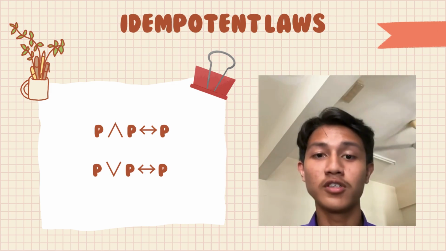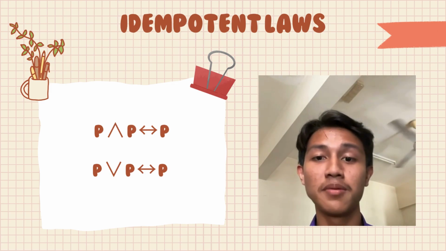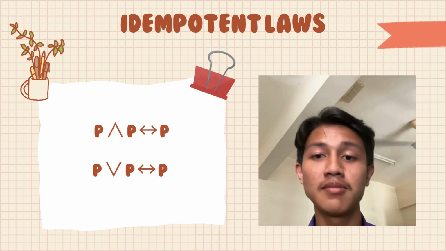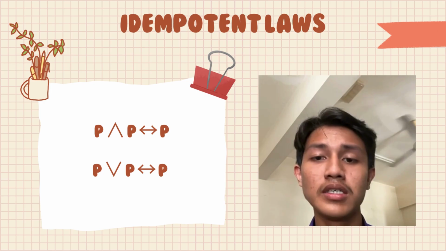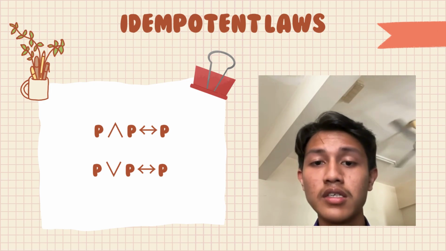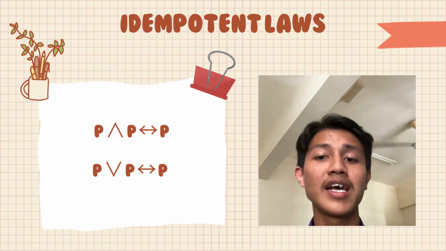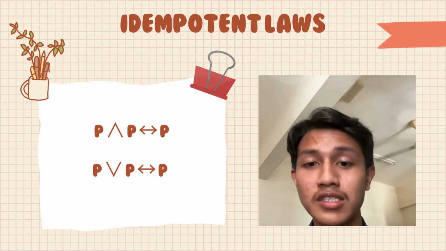Now let's move on to number 3, which is idempotent laws. Idempotent laws remind us that repeating the same idea doesn't change its meaning. P and P is always P, and P or P is still P. It's about recognizing redundancy and simplifying the expressions.